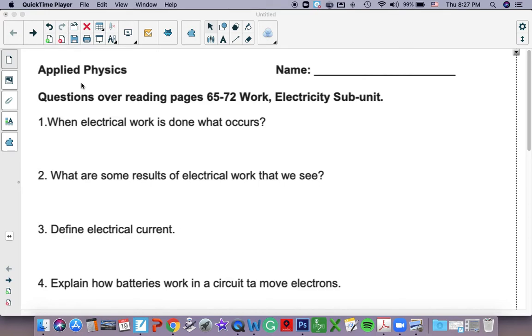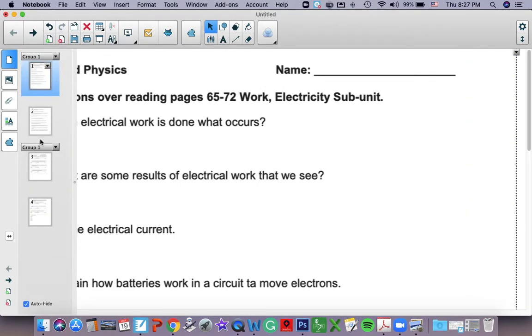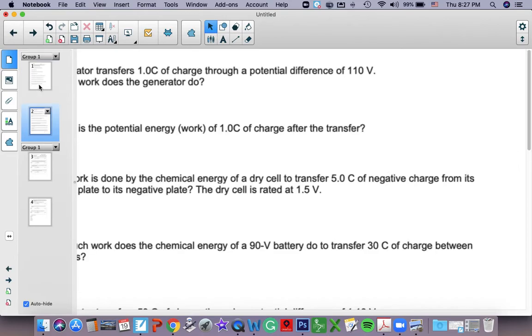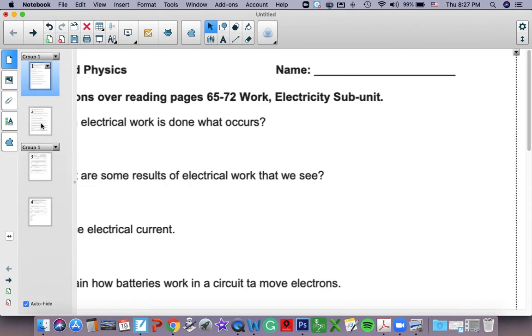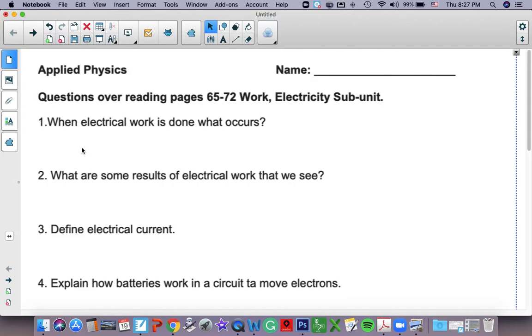Okay, so we are looking at electrical work, or work done in an electrical system. I have both worksheets here. We're going to look at some problems and see if we can pinpoint some that might give you a little bit of difficulty. So follow along and we will tackle some of these problems.